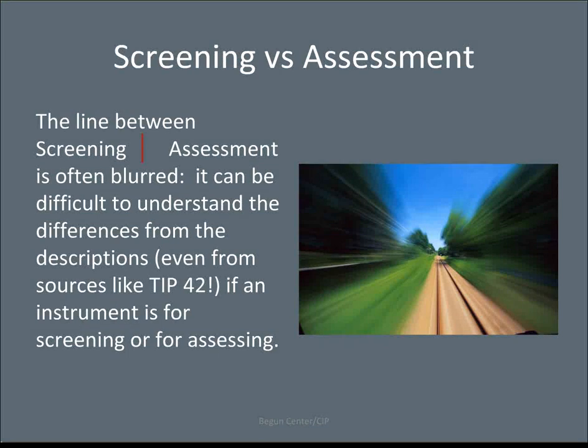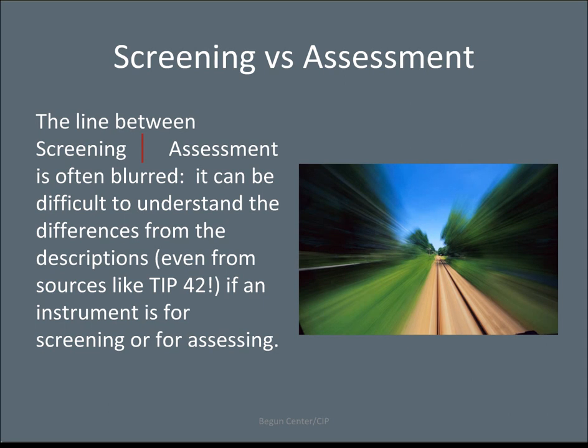So when we take a look at trying to differentiate screening from assessment, the line between screening and assessment, as we talked about it, should be pretty clear. Screening should be very, very brief. It should be very targeted, non-specific, just saying, take a deeper look, and then the assessment helps us take a deeper look.